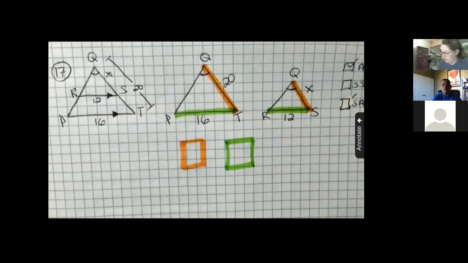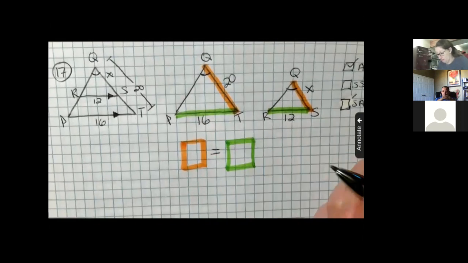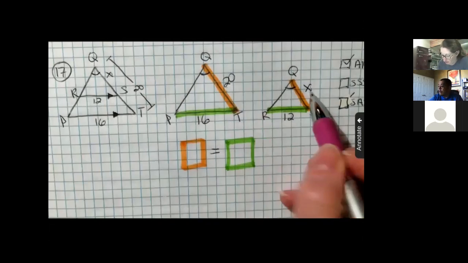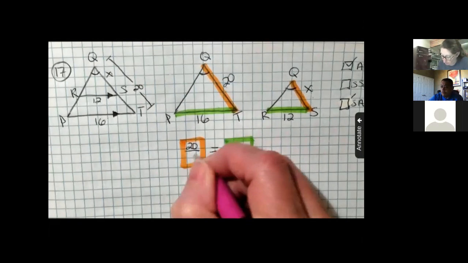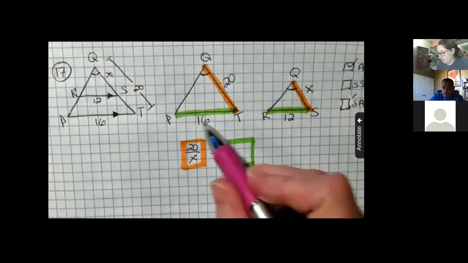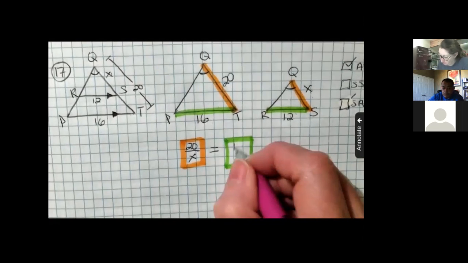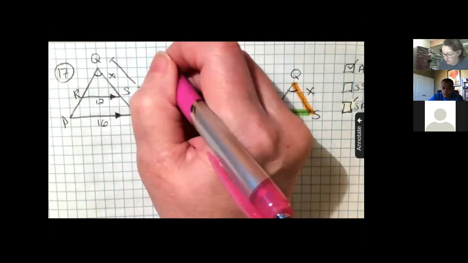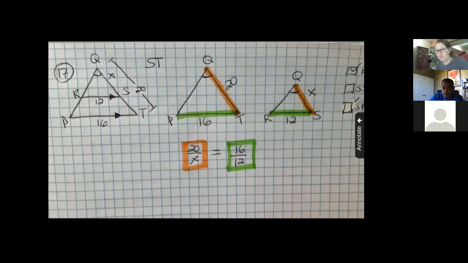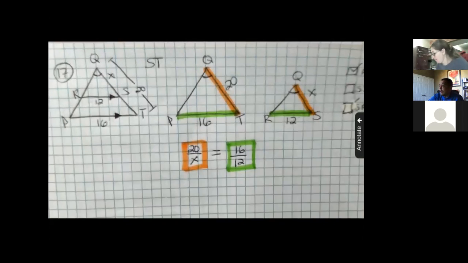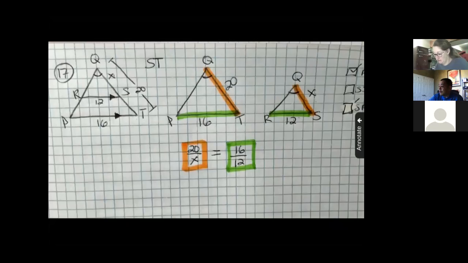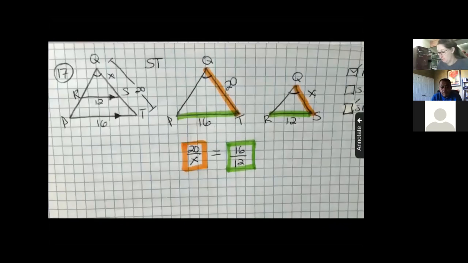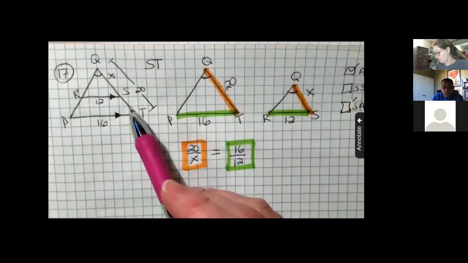And I'm making them proportional. So I'll take big to small. So 20 is to X as big to small, 16 is to 12. Now, they're only asking for ST on this one, correct, Mr. Rivas? I don't have the worksheet in front of me. Here, let me check. ST, is that what they're asking? Yeah, ST. This little part right here is what they're asking for.